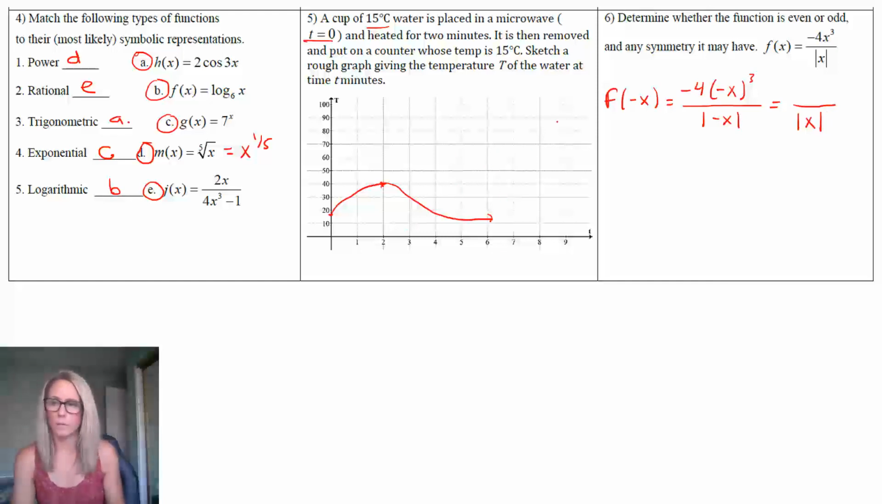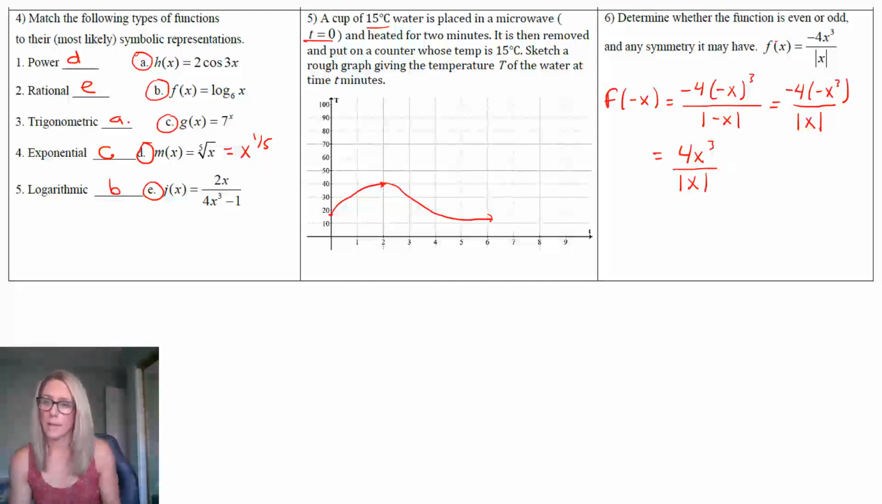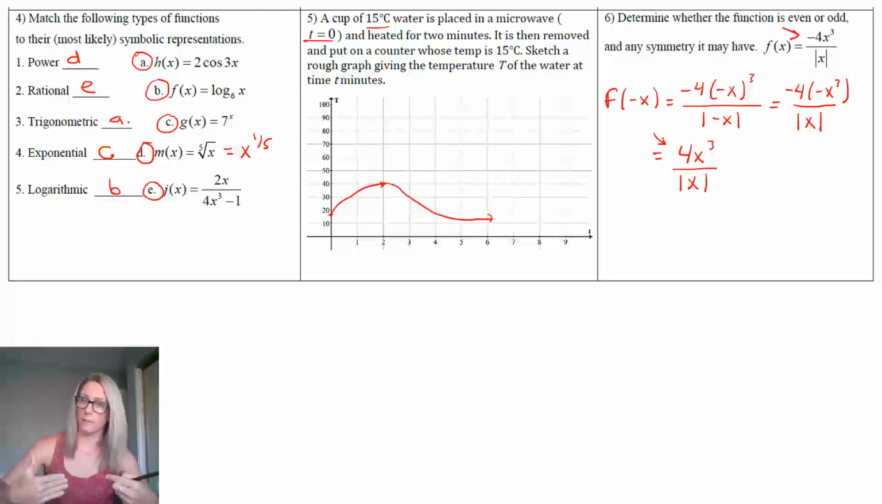Now, up at the top here, we do have that negative x cubed. So we want to remember that that is a negative x times a negative x times a negative x, which is negative x cubed, like this. So then what happens here is we get 4x cubed over the absolute value of x. What you want to recognize is that from the original to what came out, the only difference is that negative that was in the front. So it is just a negative version of the original, because negative 4 is positive 4.